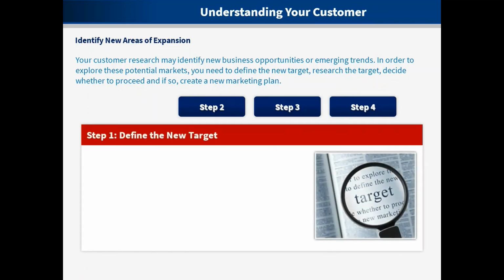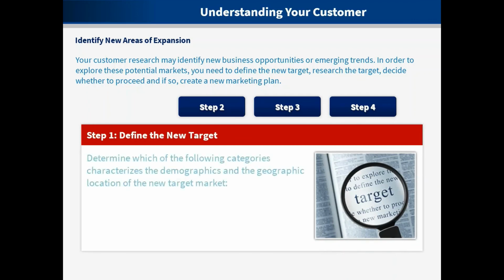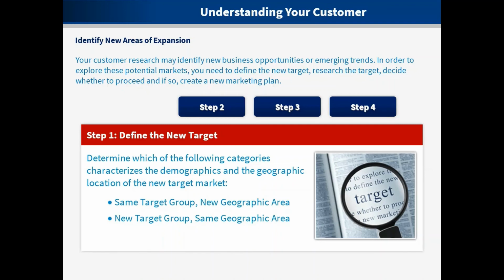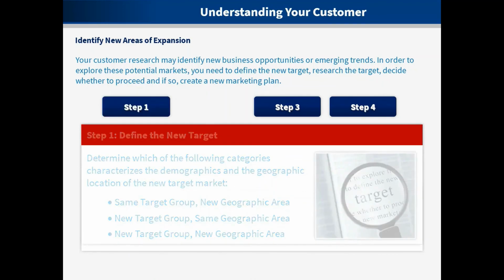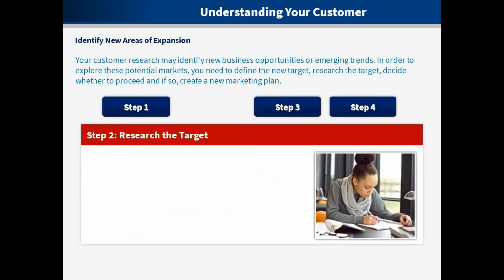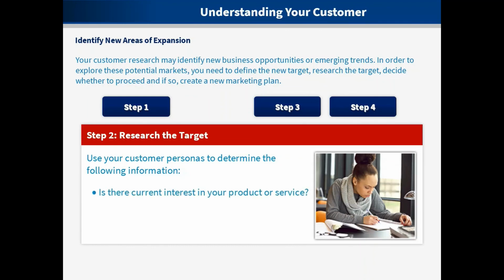Step 1. Define the new target. Determine which of the following categories characterizes the demographics and the geographic location of the new target market. Same target group, new geographic area. New target group, same geographic area. New target group, new geographic area. Step 2. Research the target. Use your customer personas to determine the following information. Is there current interest in your product or service? Is the target market expanding or shrinking? What alternatives are already available?